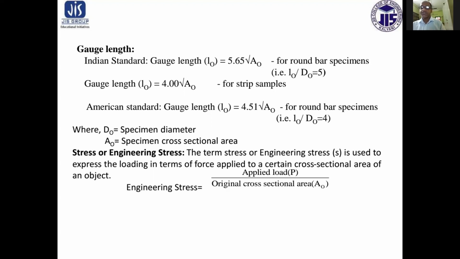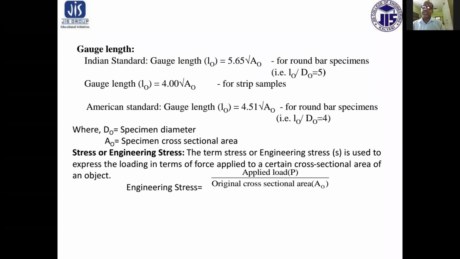That means in the engineering stress, what is measured is the applied load divided by the original cross-sectional area. So always in engineering stress, before loading the specimen into the machine, the diameter is measured and the cross-sectional area is thus calculated. So always the applied load is divided by the original cross-sectional area to get the engineering stress.